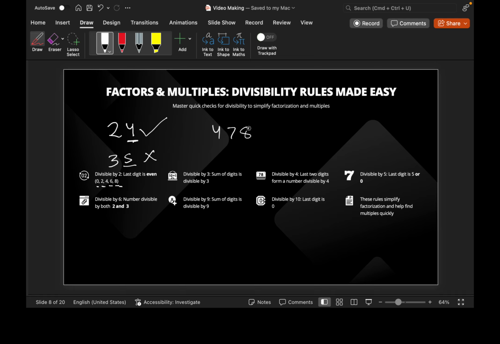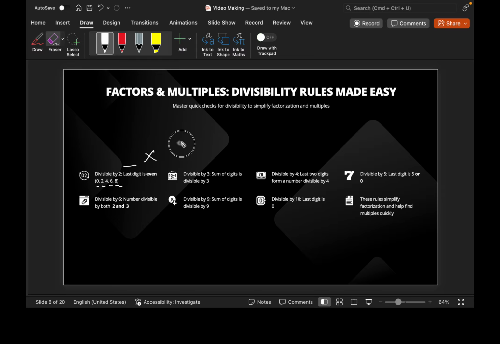Let me take an example of a really big number. Doesn't matter what all of these digits are, just look at this digit, and if it's even, tick, that's divisible. That is how simple its rule is.